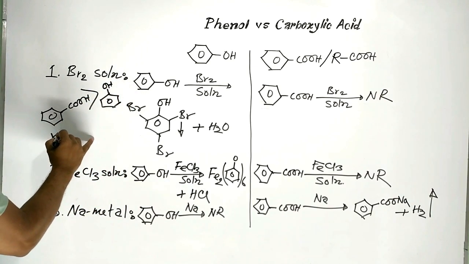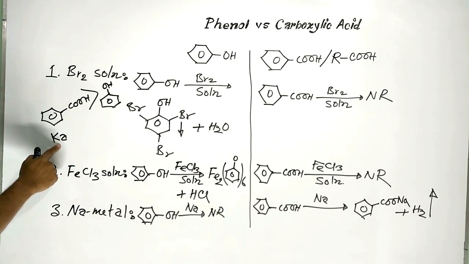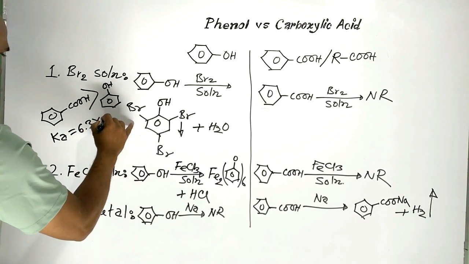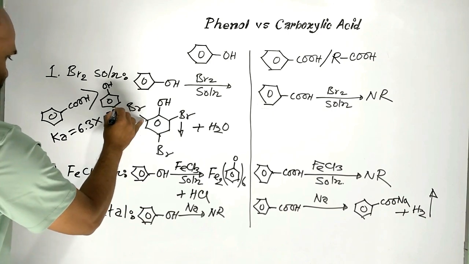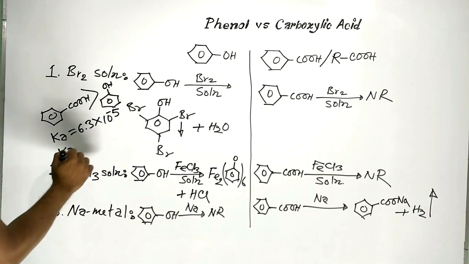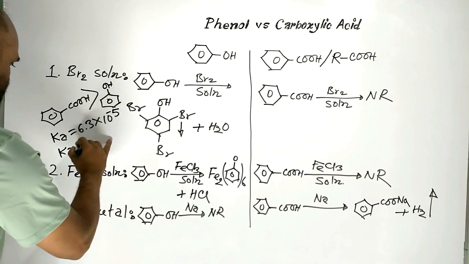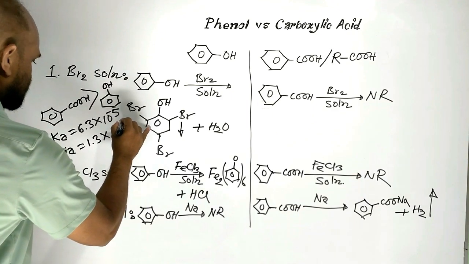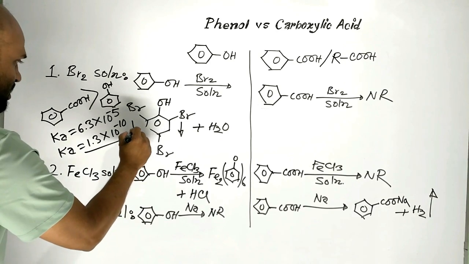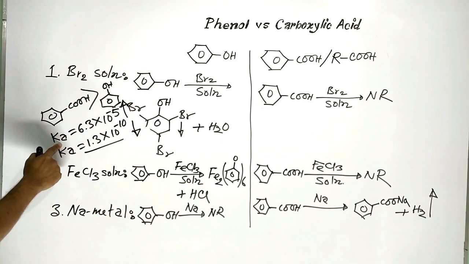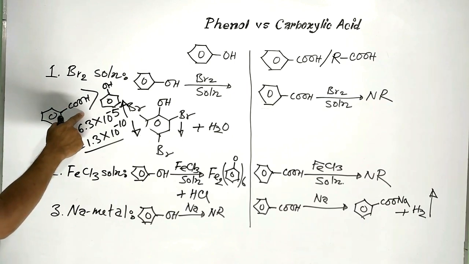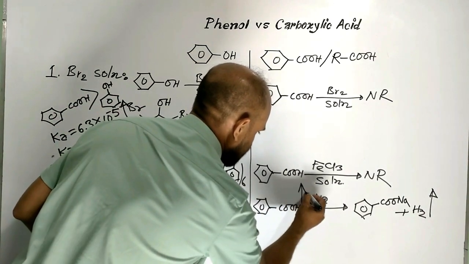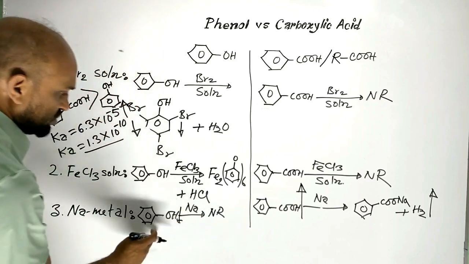Here, acid dissociation constant for carboxylic acid is 6.3 times 10 to the power -5, but acid dissociation constant for phenol is 1.3 times 10 to the power minus 10. So this is smaller, but acid dissociation constant for carboxylic acid is higher. From these values, we can say that carboxylic acid is a strong acid compared to phenol.